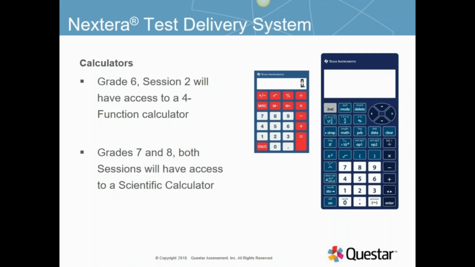And here's an example of what the calculators look like. For grade 6 session 2, students will see a 4-function calculator. For grades 7 and 8, both sessions will have the scientific calculator. And as we spoke of earlier, the students can also have their school-provided calculator next to them on the table as well.